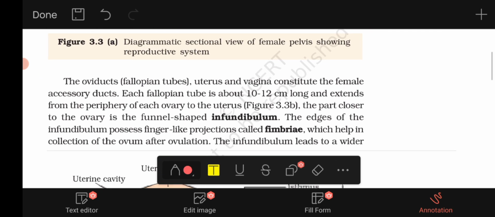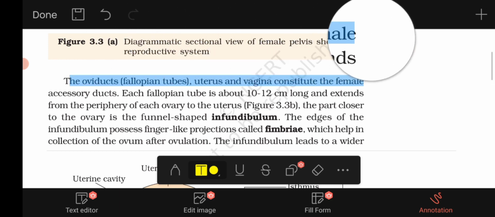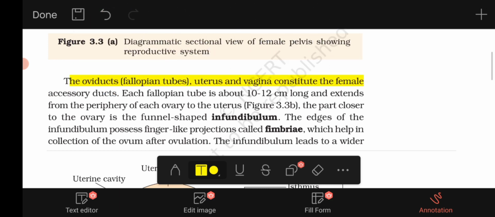The oviducts or the fallopian tubes, uterus and vagina constitute the female accessory ducts. In case of male, they are seminiferous tubule, rete testis, vasa efferentia, epididymis and vas deferens, and then the ejaculatory ducts and all. In case of female, they have oviduct, also called a fallopian tube. Then there is uterus and vagina that constitute the female accessory duct.